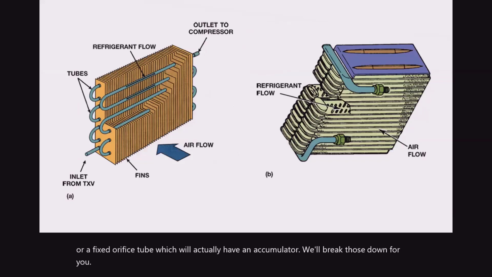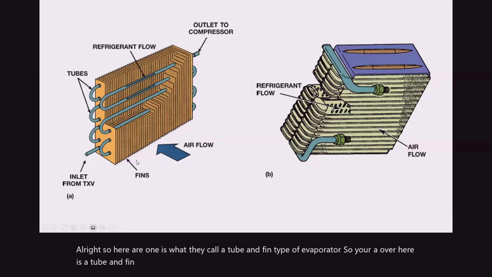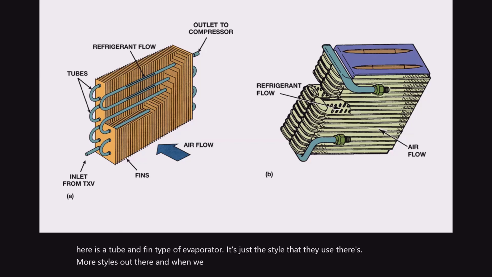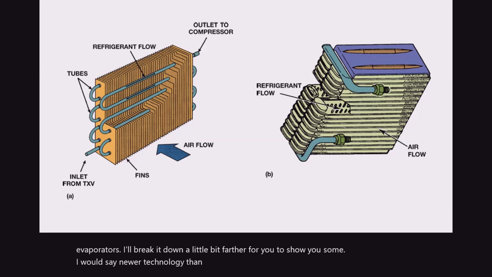All right, so here, one is what they call a tube and fin type of evaporator. So your A over here is a tube and fin type evaporator. It's just the style that they use. There are more styles out there, and when we start breaking down the different evaporators, I'll break it down a little bit farther for you to show you some newer technology than when I put this together.